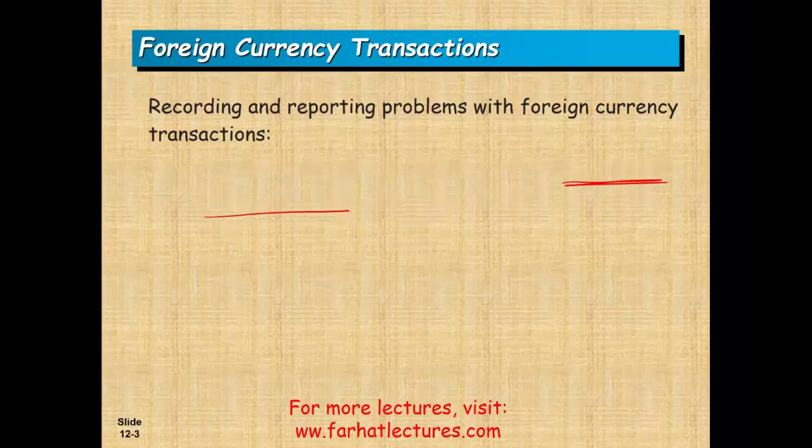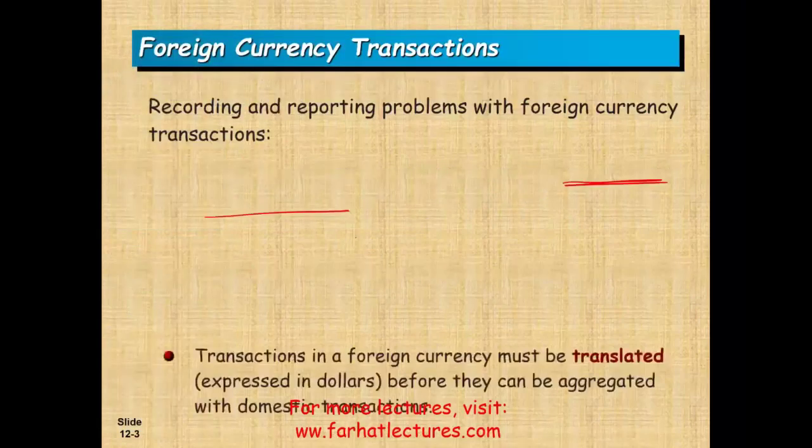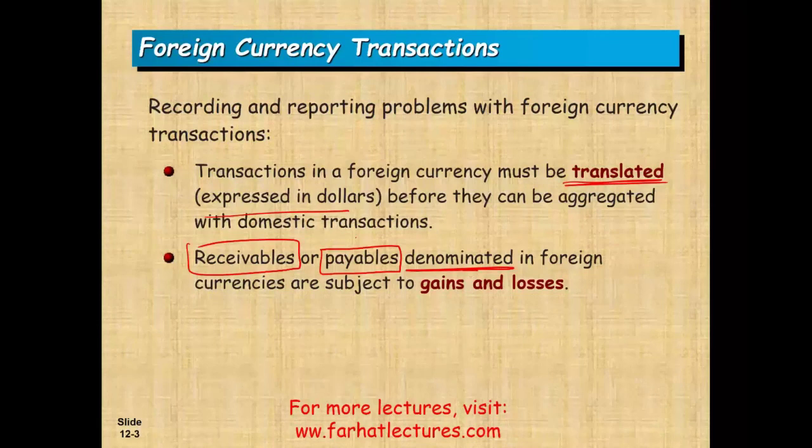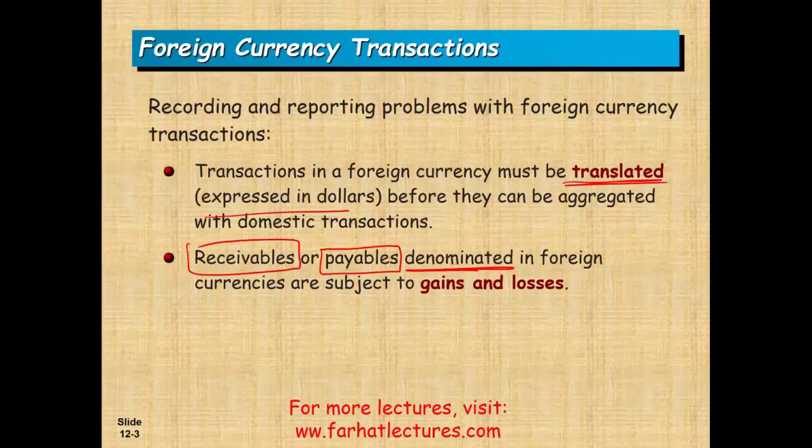And if you are buying or if you are selling, you might have a receivable or a payable. So if you are buying from Germany, you're going to have a payable. If you are selling to a German company, you're going to have a receivable. So you're going to have payables and receivables that are denominated in foreign currency. Okay? But when we report them, they're going to be reported in US dollars. And there's going to be changes in the value of the currency. Therefore, we might have a gain and we might have a loss, which we will talk about in this session.